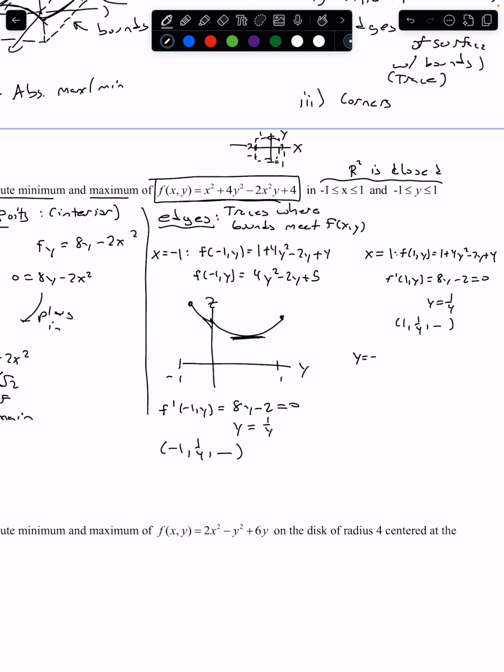So for y equals -1, plug in, we would get f of (x, -1), and that becomes x squared plus 4 plus 2x squared plus 4. Take the derivative, we get 2x plus 4x equal to 0, and that's just going to give us x equals 0. So another possibility is (0, -1).